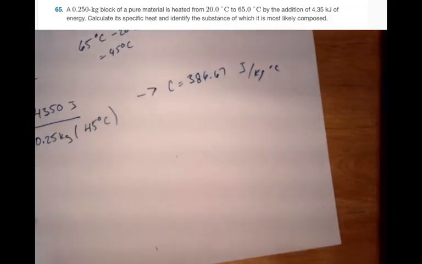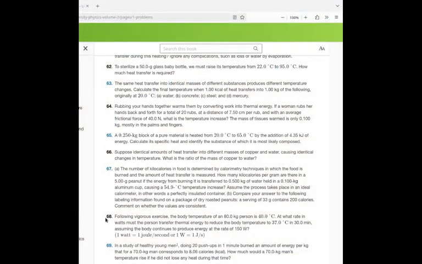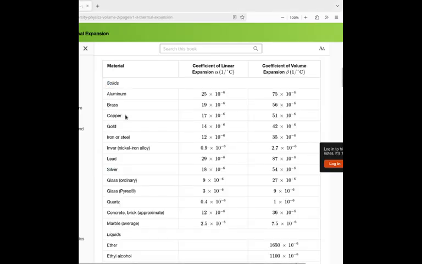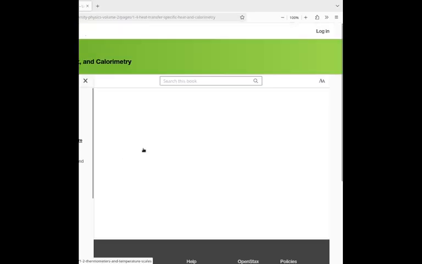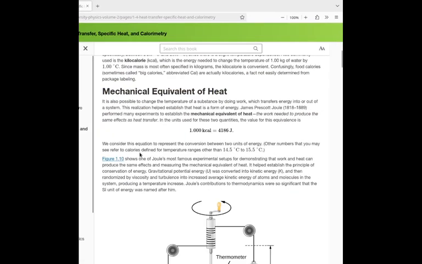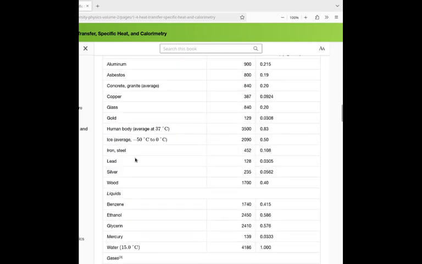So we're going to avoid the camera and go look stuff up. We want the specific heat, and the specific heat is in here. We're looking for that table, and we're looking for something that's 387. And oh, look, it's copper. It's copper. Isn't that great?